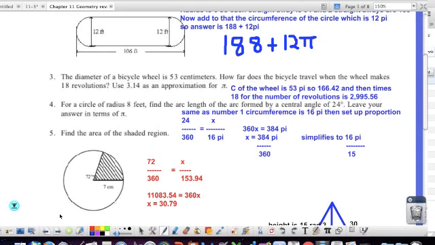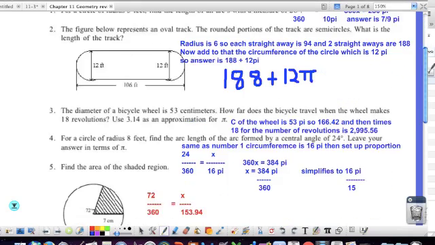For the third problem, we're finding the distance a bicycle wheel travels, and they've told us to use 3.14 for pi. First we need the circumference of the wheel: 53, which is the diameter, times pi. So 53 times 3.14 is 166.42. That wheel is going to travel around 18 times, so the total distance is 2,995.56.